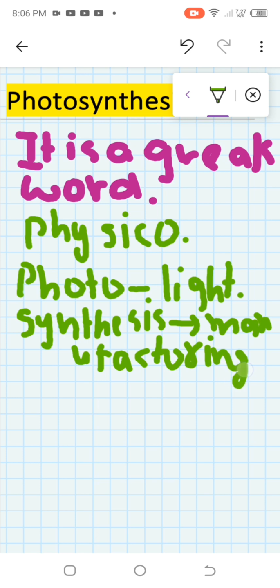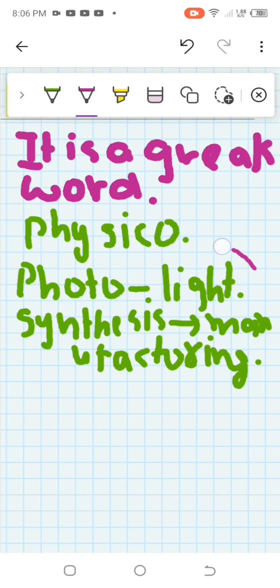So photosynthesis is basically where something is synthesized. Something is manufactured, something is synthesized in the presence of light.